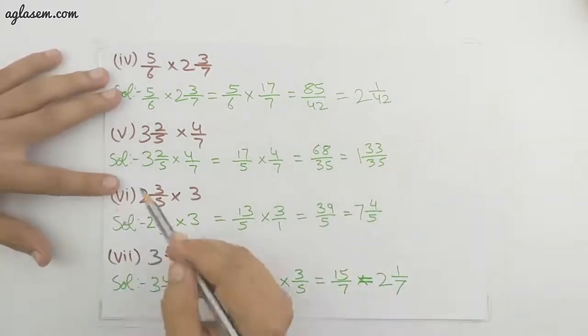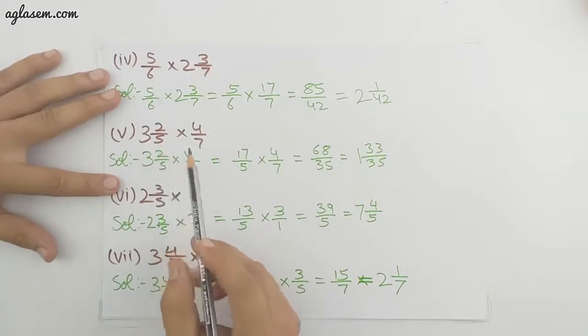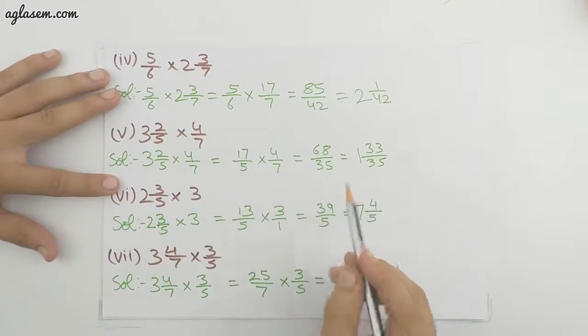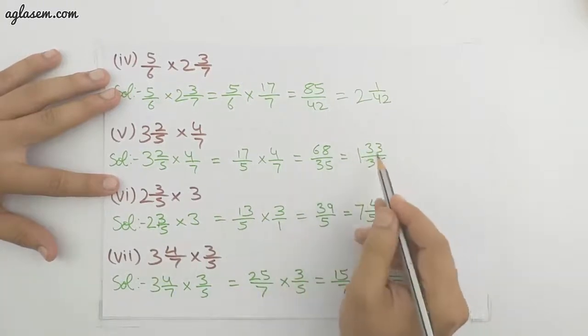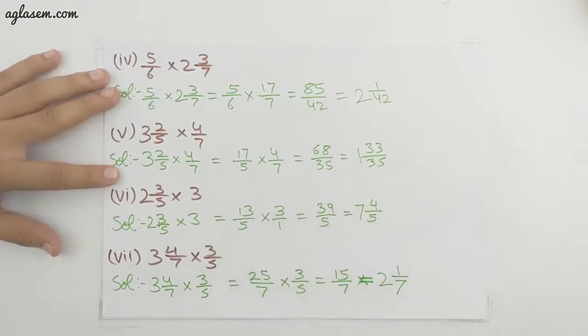Now let's move to the fifth part of the question, which is 3 whole 2 by 5 multiplied by 4 by 7. Well, do it yourself, friends, and tell us whether my mixed fraction answer is correct or not. Moving to the sixth part of the question, which is 2 whole 3 by 5 multiplied by 3.